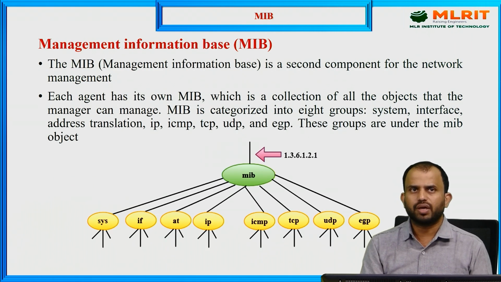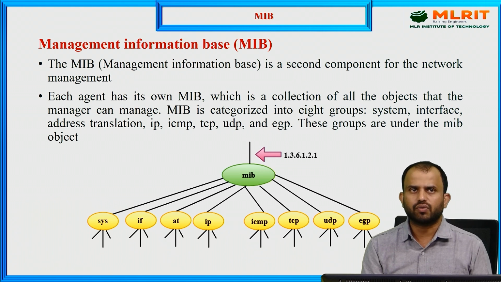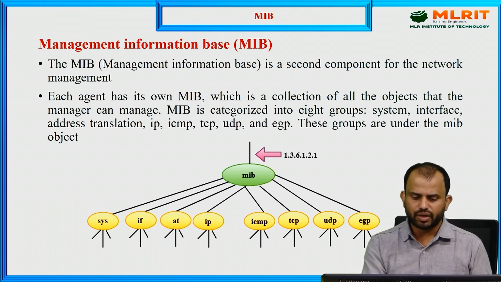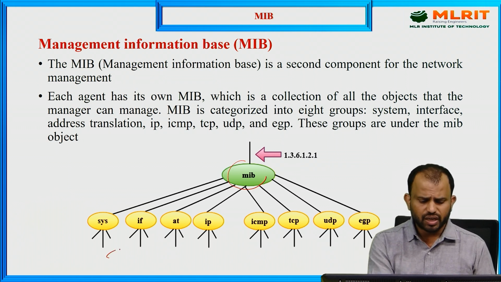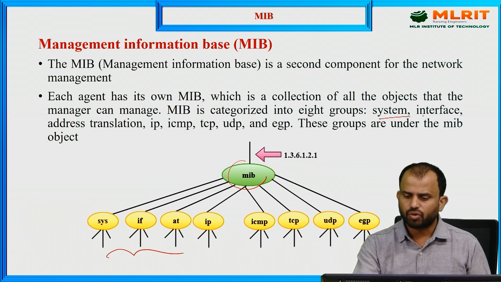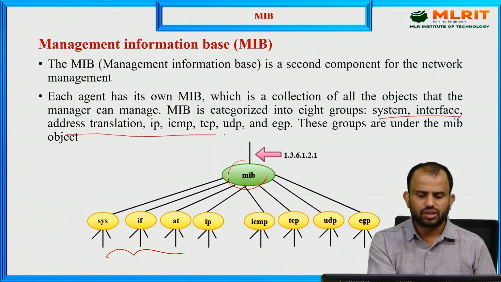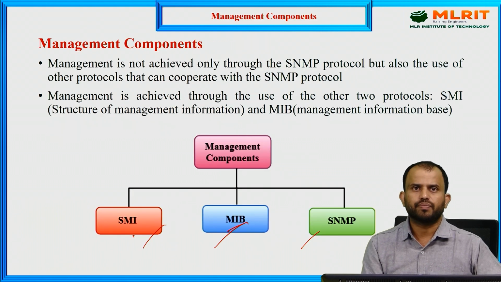But what is MIB? MIB, similar to the domain name system, is the second component of network management. Each agent has its own MIB, which is a collection of all the objects like system information, interface, AT, IP. The manager uses this collection to manage, and it also recognizes many groups. Generally there are 8 groups, like system group, interface group, address translation, IP, TCP, and many more groups present in the MIB.